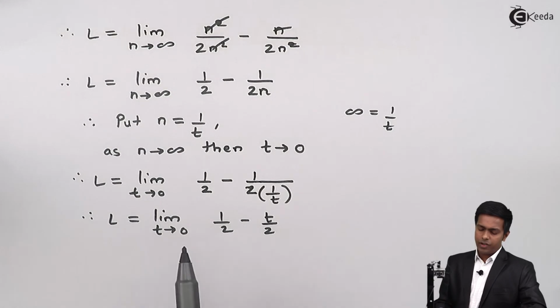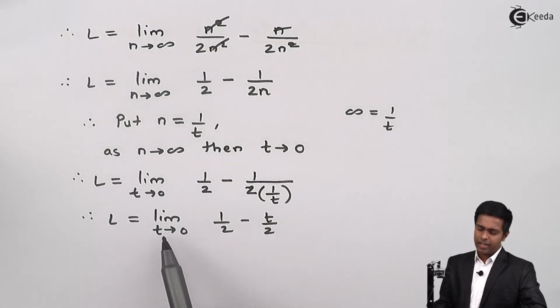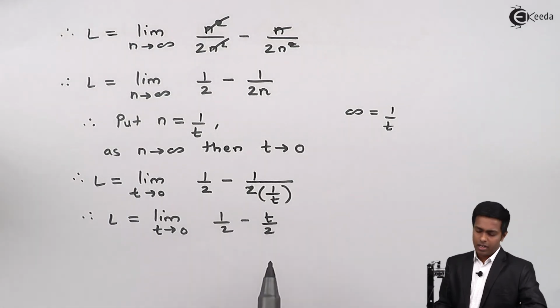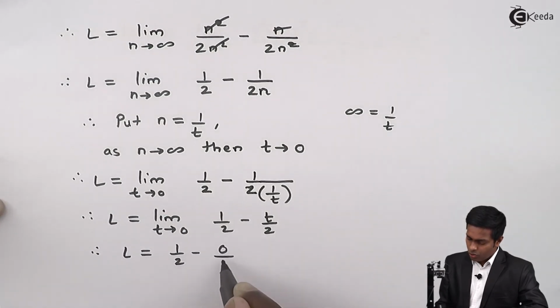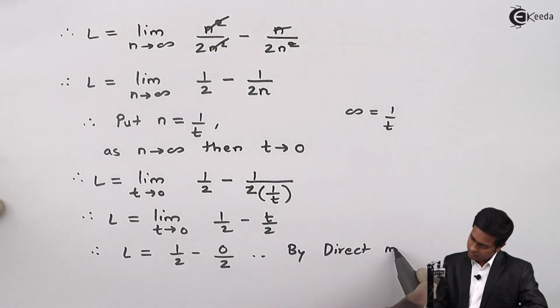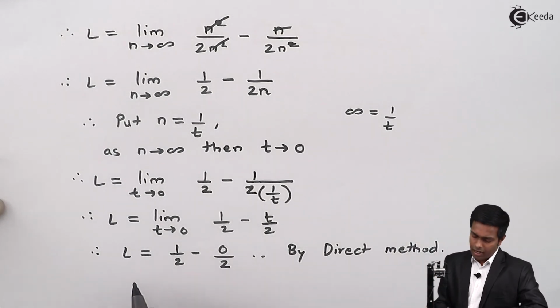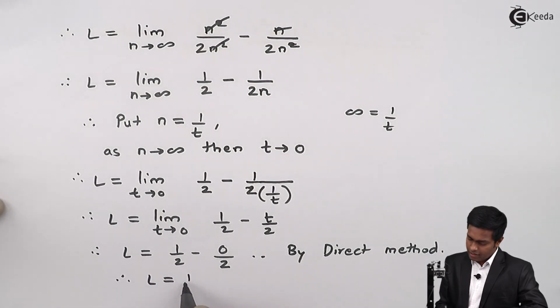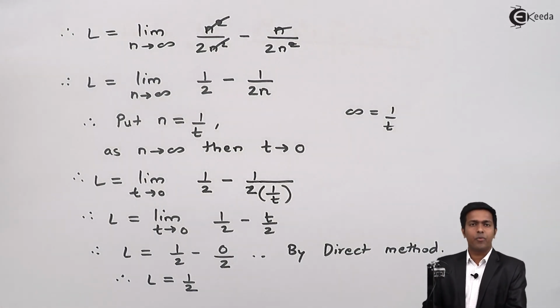Now as we got a finite term in the limit and the function is algebraic, we can use the direct method. By the direct method I substitute t equals 0 directly in the function, and therefore we get L as 1 by 2 as it is minus 0 by 2. If we evaluate this, 0 upon 2 is 0, and we get the answer L as 1 upon 2. So the value of the given limit is 1 upon 2. Thank you.